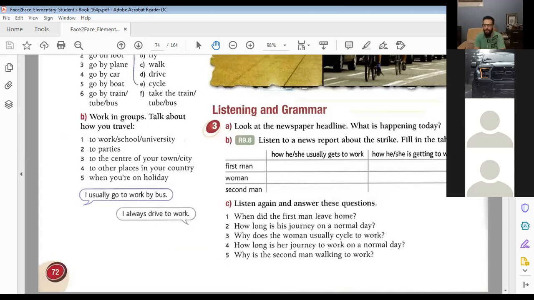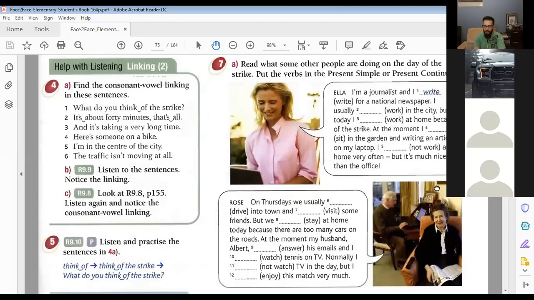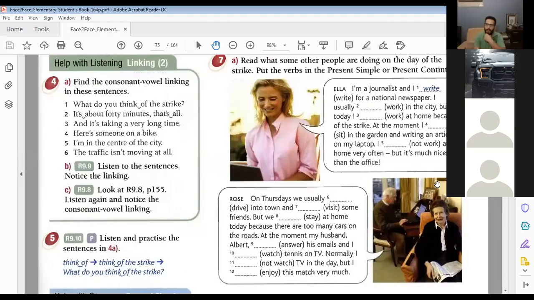Okay, now let's go. I'm going to give you some time. Take some time, maybe 5 minutes or something. Read all of it. So we have two stories. We have the story of Ella, and we have the story of Rose. Try to answer it. Use the verb in the brackets. Of course, if it's present simple, we put the verb as it is, right? No change.